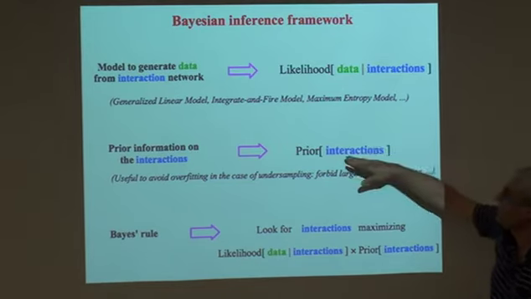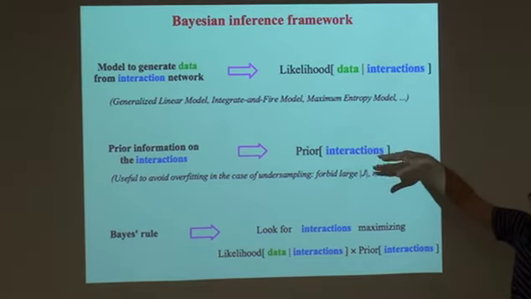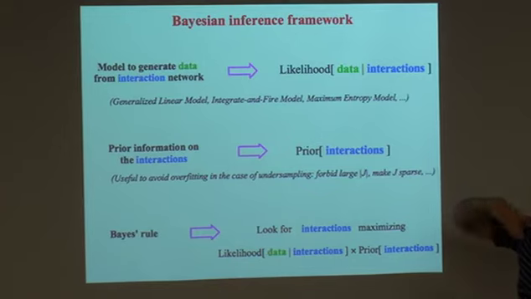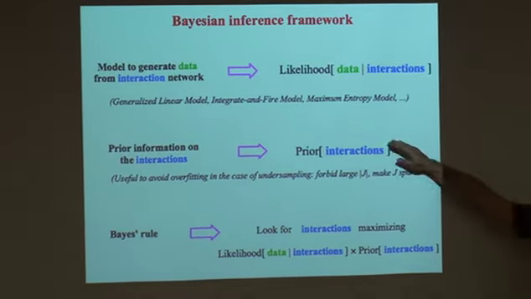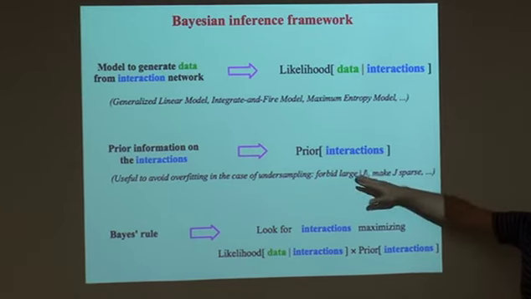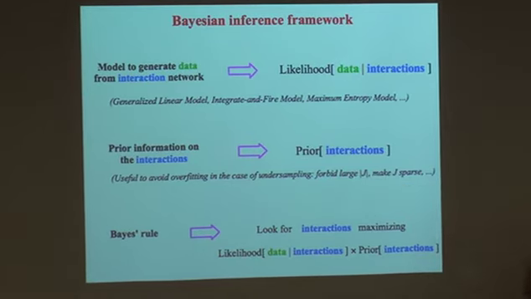Then we may have some prior information about the interactions, information which is not contained in the data, but we know, for instance, that some interaction should be positive, for instance an excitatory interaction. Some other one should be negative or whatever. So we have some prior information in some cases. We may impose, for instance, that most of the interactions should be equal to 0, or very close to 0, so we have a sparse network of interactions. This kind of prior information may be very useful if the amount of data we have is very small.